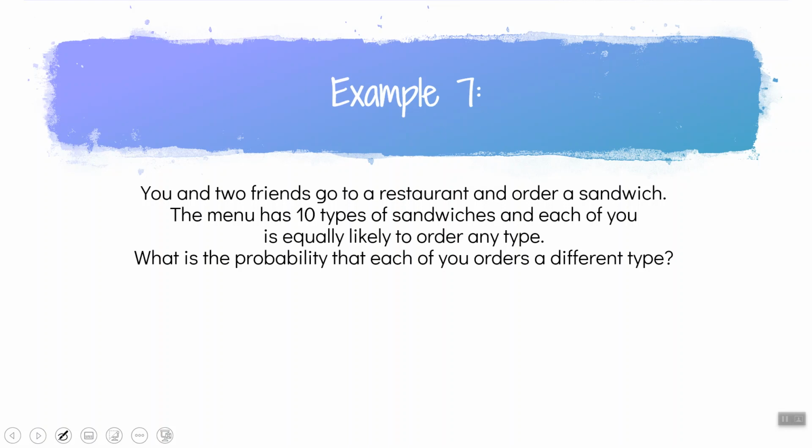Example 7. You and 2 friends go to a restaurant and you order a sandwich. The menu has 10 types of sandwiches, and each of you is equally likely to order any type. You're not sold on something. No one's a vegetarian. No one has to have meat. Everything's equally likely.